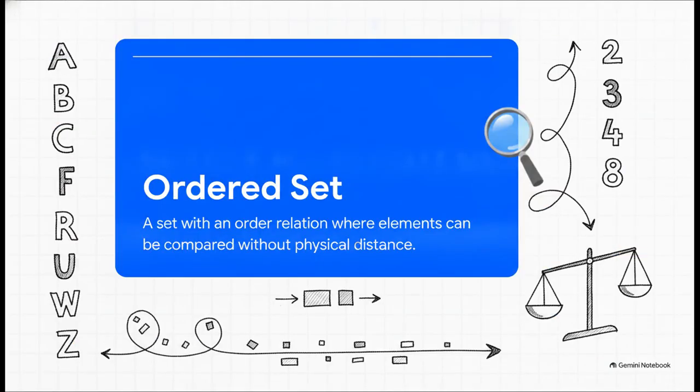Well, to pull this off, we have to start with a rock-solid foundation, the ordered set. And the cool thing is, you interact with ordered sets literally every single day. Just think about the alphabet. A comes before B, and B comes before C. You don't need a ruler to measure the distance between A and C to understand their relationship, right? Their order is enough. The exact same goes for numbers. If a set has a simple order relation, like less than or greater than, we can compare its elements perfectly, without any concept of physical distance.